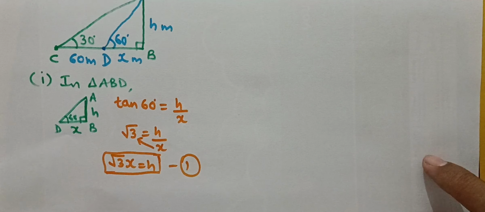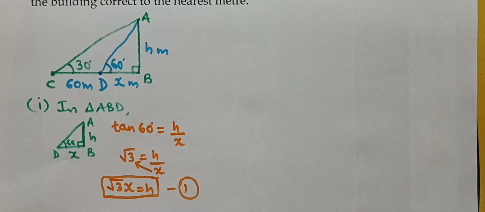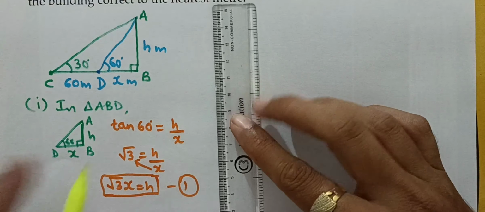Now we have to choose the next triangle. After that, the triangle must be a right angle triangle.